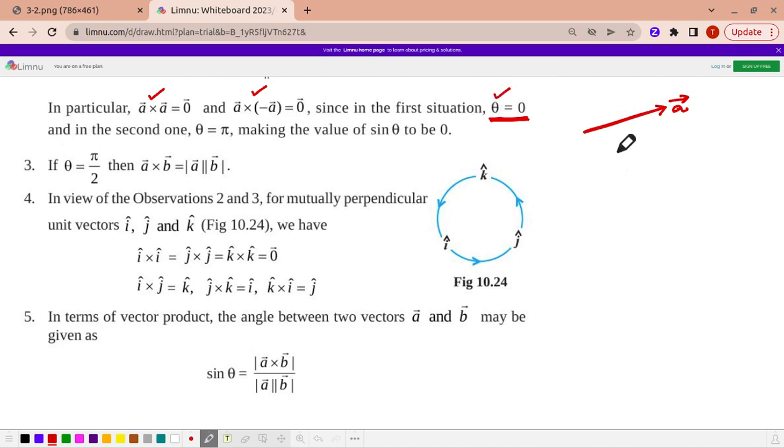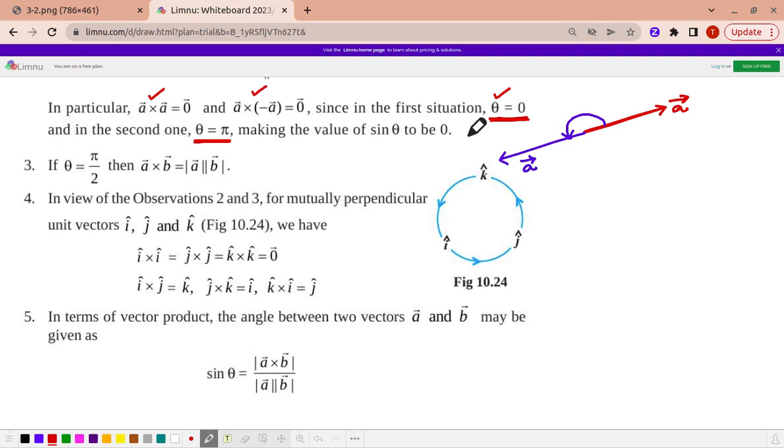But if we take the vector minus A, what will be the vector minus A? If I draw minus A in the blue color, and vector A is described in the red color, then vector minus A will be something like this. Now see what is the angle between these two vectors A and minus A, that is actually pi. So in the second one, theta is equal to pi.